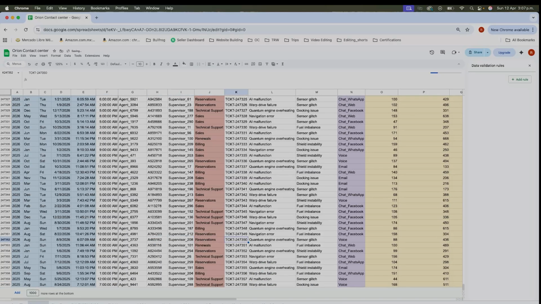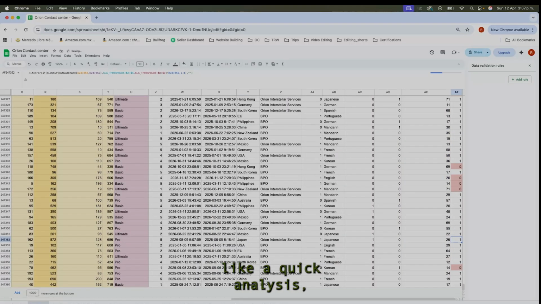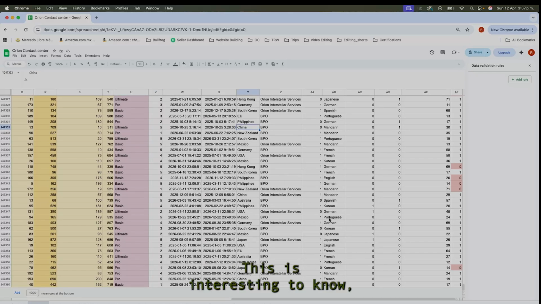Pivot tables are used in different types of scenarios. For example, if you want to do a quick analysis, let's say that you are interested only in the language arrival patterns, you can do it really quickly to know, okay, so we figured out that the ultimate customers are coming mainly from a Mandarin language. For some reason, people that speak Mandarin are the ones that are getting the ultimate package. So they are from China. This is interesting to know, right?